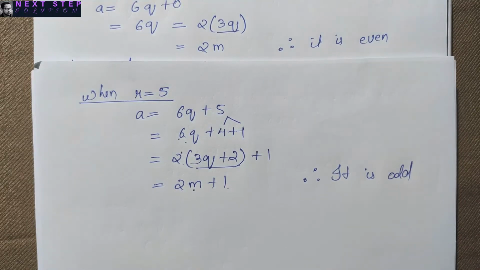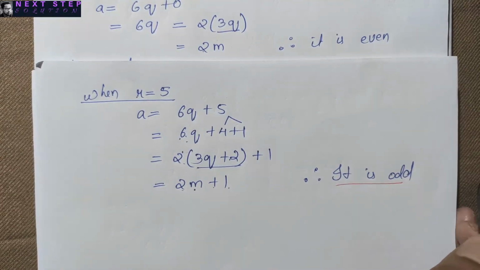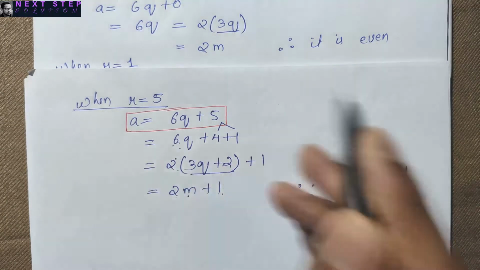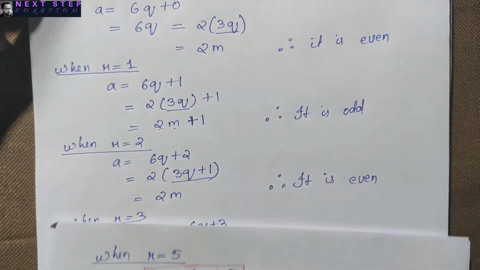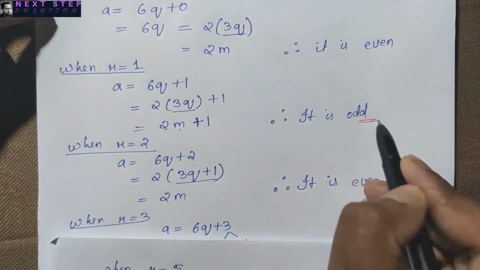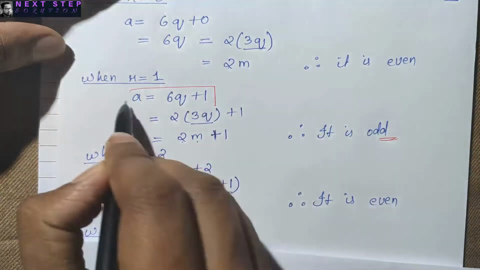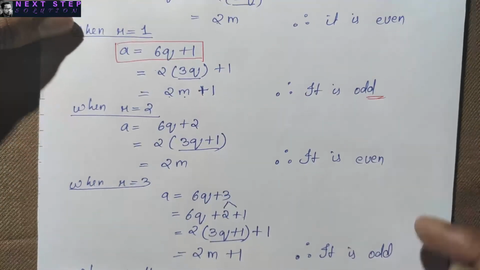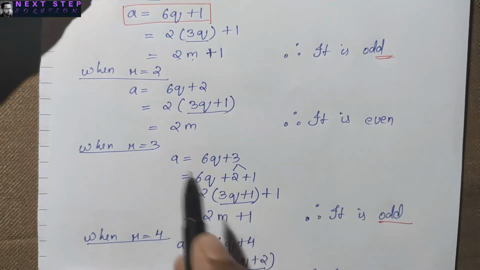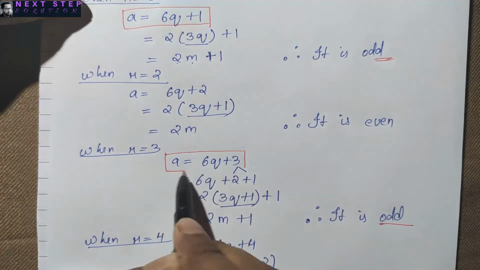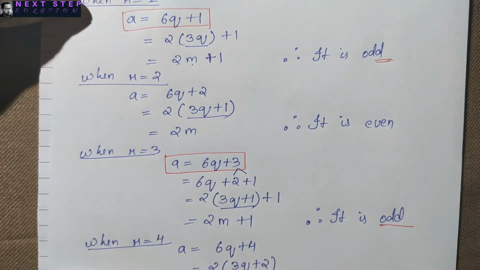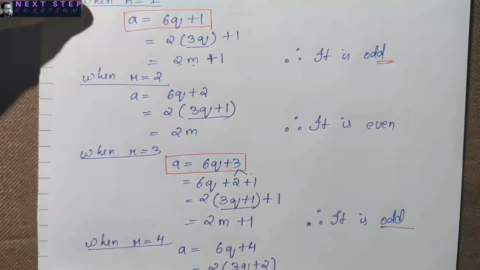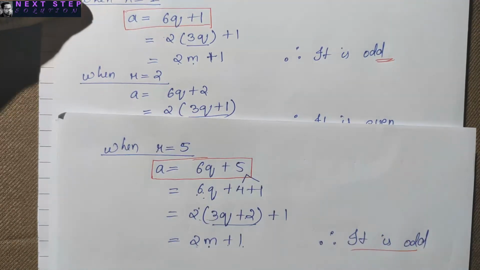Now going back to all the odd numbers, this was odd, and here we have 6q plus 5. The previous one, here we have odd, so it was 6q plus 1. The first one was even, the second one was odd, then even, then again odd. Here we have odd, and a is 6q plus 3. So we have 3 odds, and in all the 3 odds we have a equals to 6q plus 1, 6q plus 3, or 6q plus 5.